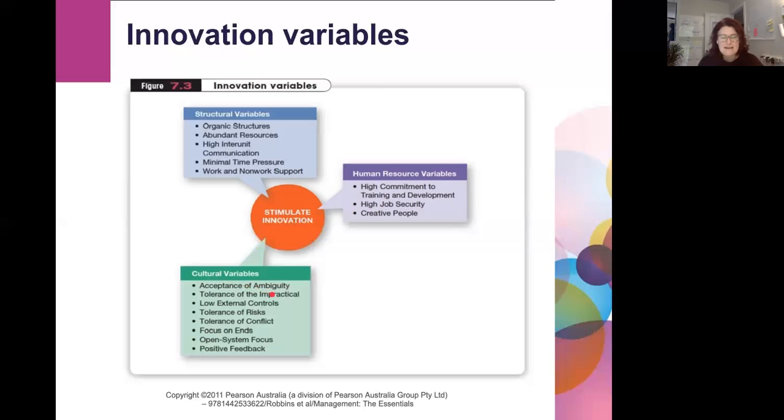And so generally speaking, if we work within an organization and a culture that has a higher acceptance of ambiguity, so a level of comfort that we don't necessarily know the answers all the time. We don't necessarily know what the outcomes of this are going to be. So let's just try it anyway, and manage the ambiguity that goes with that. And tolerance of the impractical as well, right? So being able to go, all right, we're not really sure how this is going to work. Let's work it out.